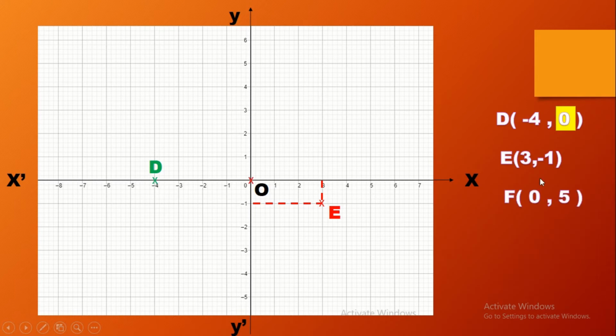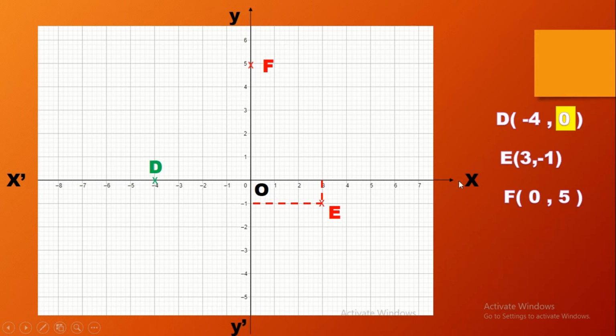Another example, if we have a point F (0, 5). As you see here, we have started locating 0, but its ordinate is 5. So we move it to the ordinate 5. Here is the point F. As you see, where is F located? Isn't it located on the axis y prime or y?